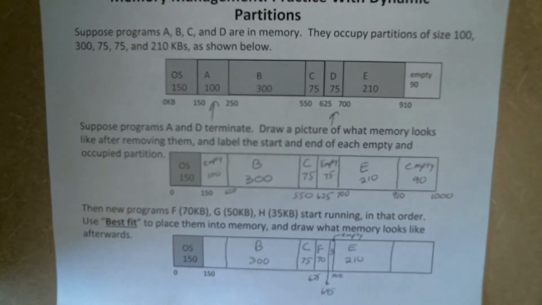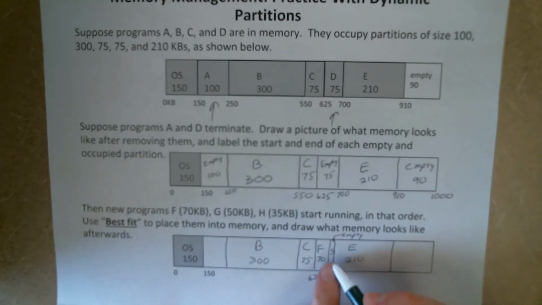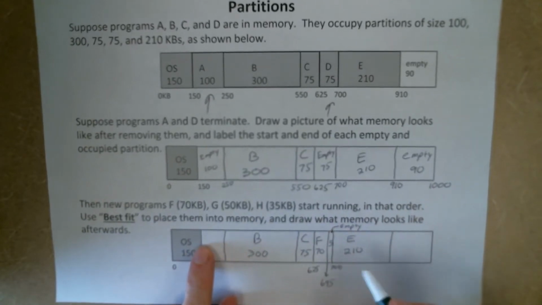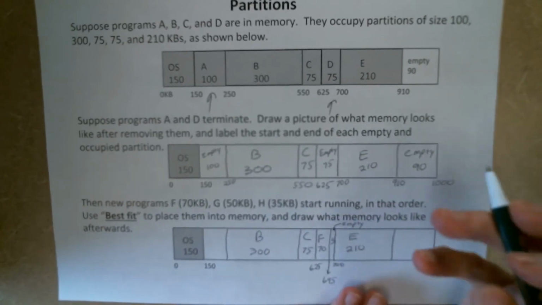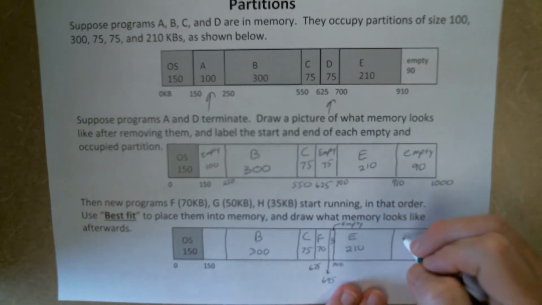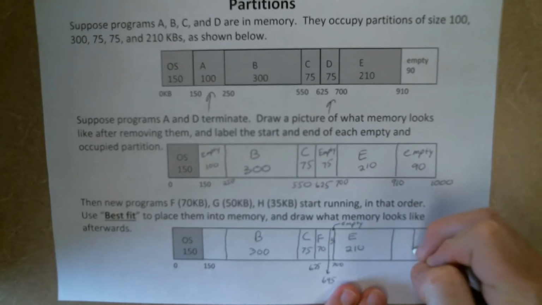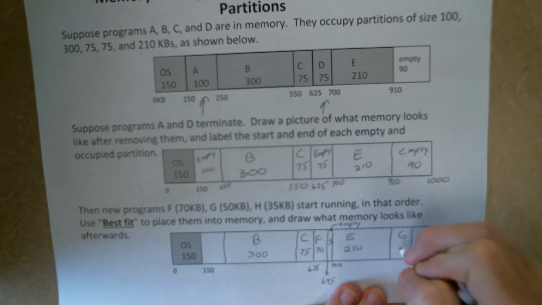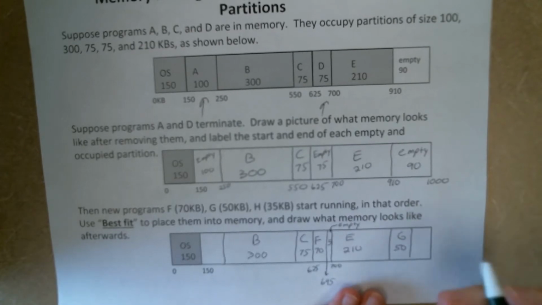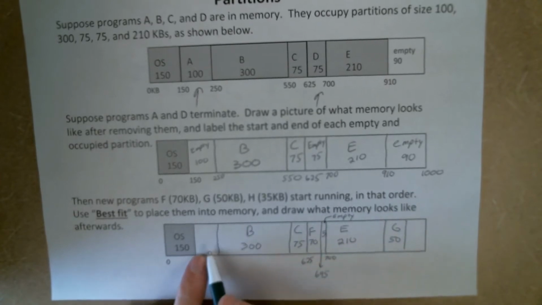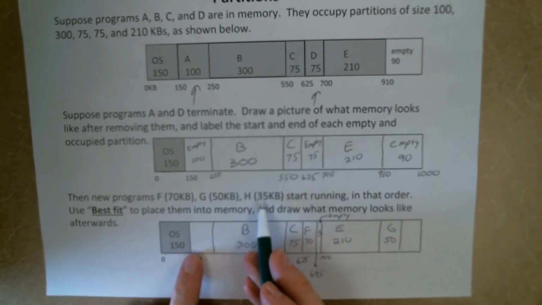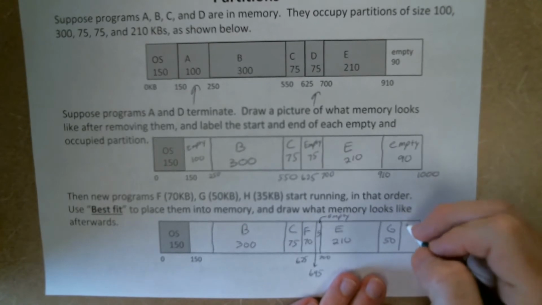Next, G is 50, so it's not going to fit in this 5 space. We've got 100 and we've got 90. Again, we use the smallest space that still fits it, which is this 90 over here. So G is going to end up right next to E. G takes up 50, which means we've got 40 left over right there. Then we get to H, 35 kilobytes. We've got 40 left over here, so it's still going to fit.